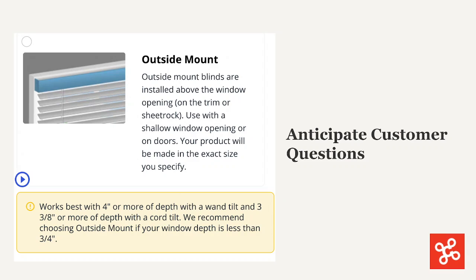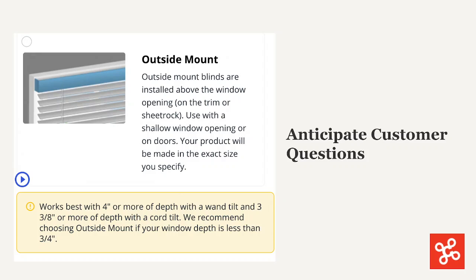So walking through their product configurator, if you go on their website, each of the different product types has its own configurator. So they've really thought through the different features and options and questions that customers are going to have about each of these different products. They don't have just a one-size-fits-all configurator. So one of the really important features in a product configurator to remember is to anticipate customer questions.